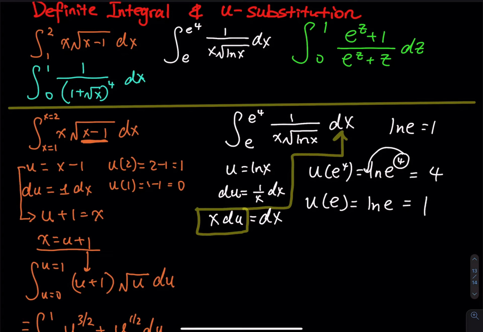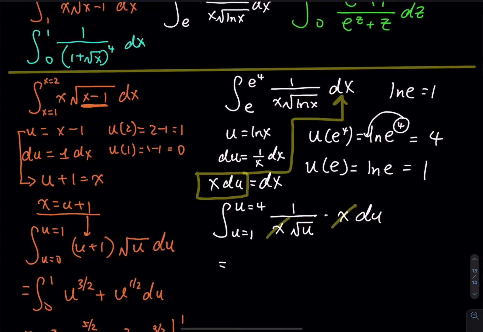And then the integral becomes u equals 1 to u equals 4, 1 divided by x, and then the square root of u, and then we have x du, and the x will be cancelled. So you have the integral from 1 to 4 of u to the negative 1/2 du. This is a simple power rule. Add 1 to the negative 1/2, you have a positive 1/2, reciprocal is 2, from 1 to 4.